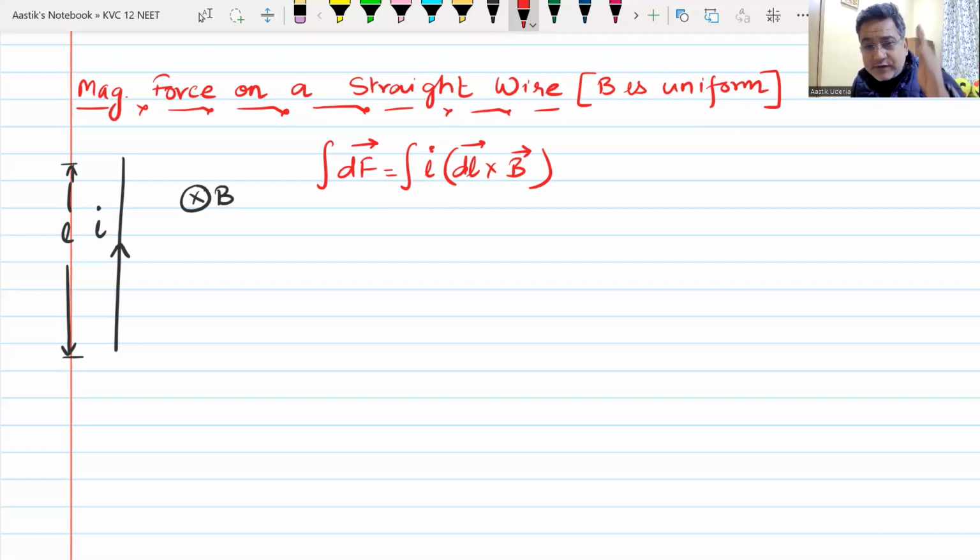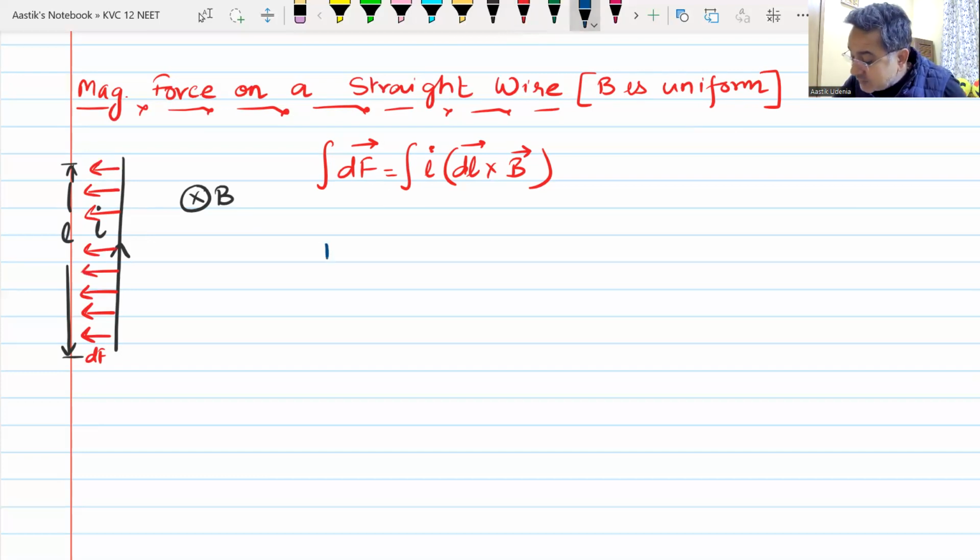All the forces will be going in the same direction. If you can see, I is upwards, the magnetic field is inside. So all these small forces dF on any segment of the wire will be going in the same direction. Do we understand what I am telling you? All these small forces will be going in the same direction. Do we understand this?